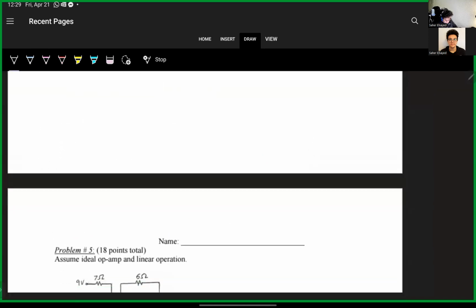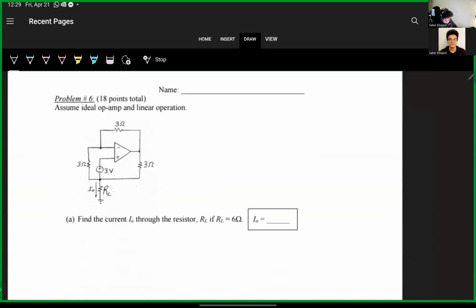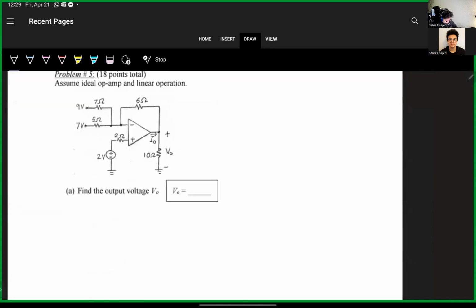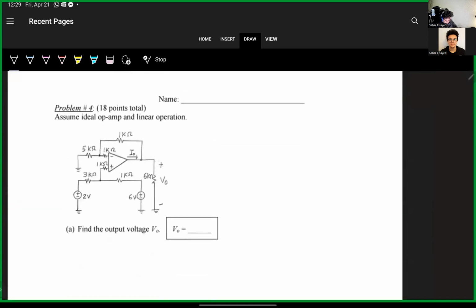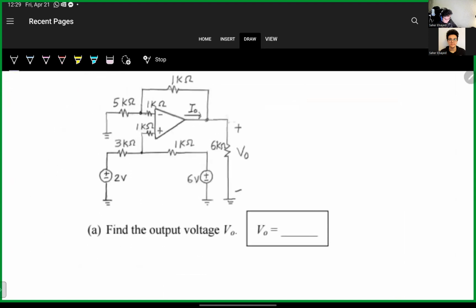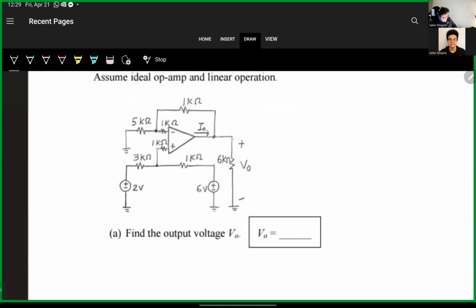Okay, there is 2 more problems, I think. 3 more problems. Oh my god. Okay, this exam is long, but it's not very difficult, I think. This one is very simple. This one, there's no current here. I'm gonna be quick, okay?